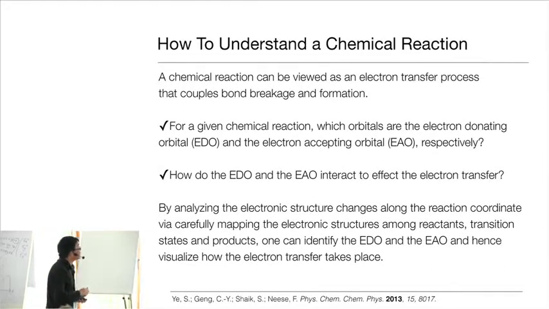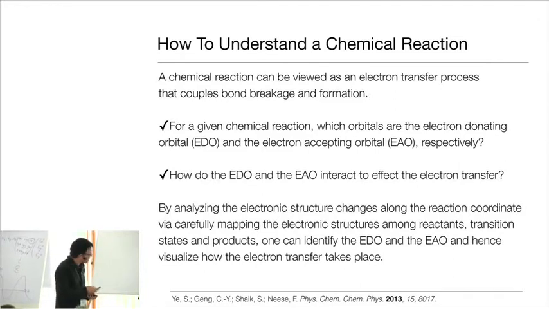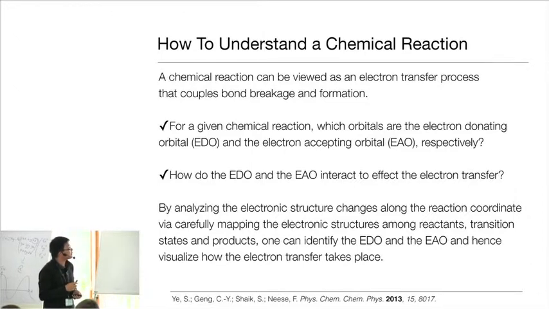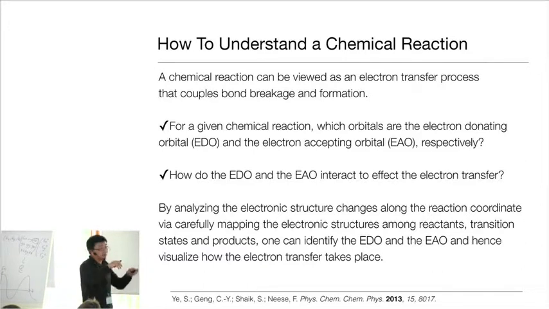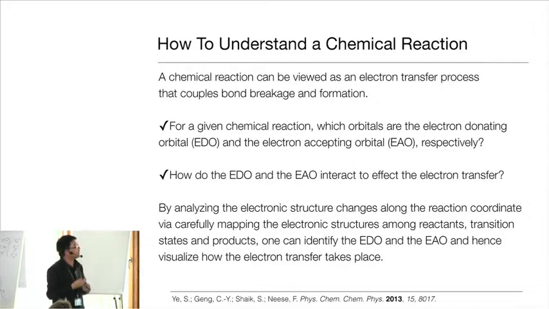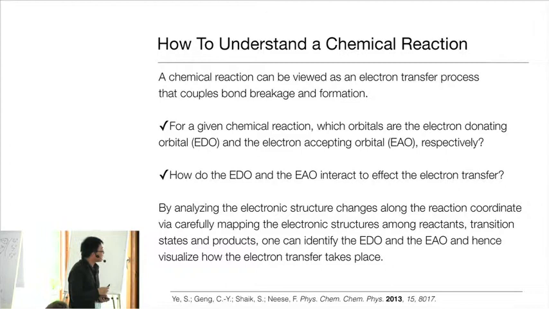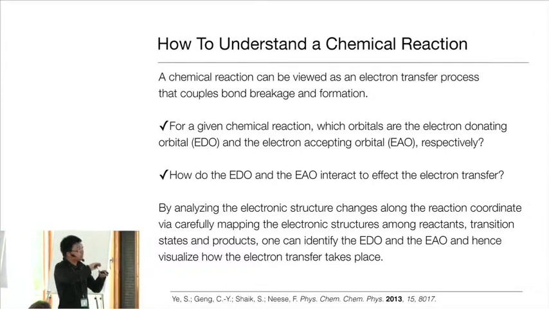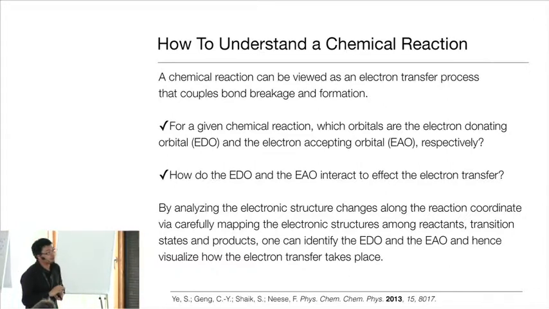Okay. I summarize what we have learned there in the recent paper here. And then we look at the chemical reaction in terms of the electron transfer. The first thing is we identify which orbital is the electron accepting orbital, which one is the electron donating orbital. And then we think about the transition state geometry. That is in fact this overlap between them makes them have the maximum overlap and then achieve the optimal geometry. Okay. And then we somehow need to analyze the structure along the reaction pathway, and then find out what's going on.